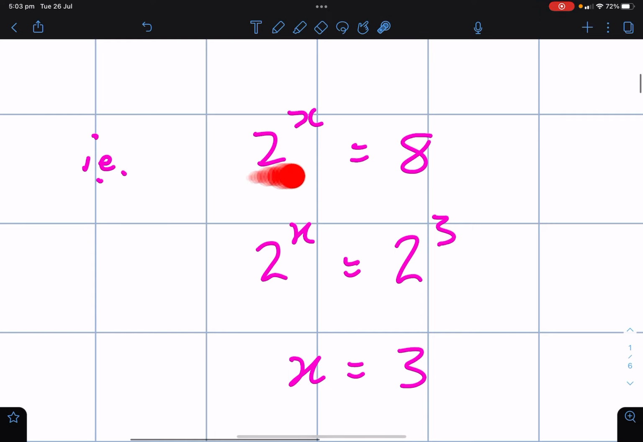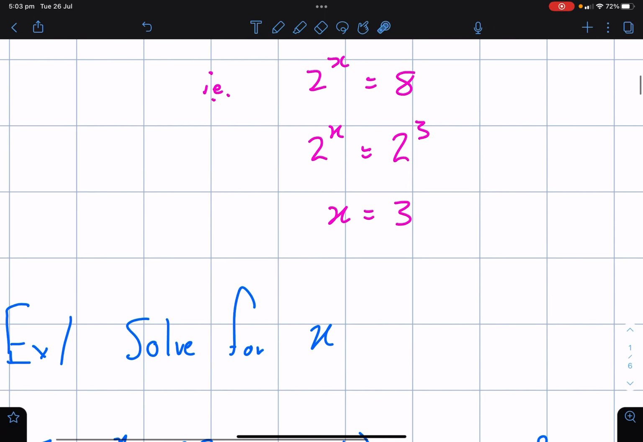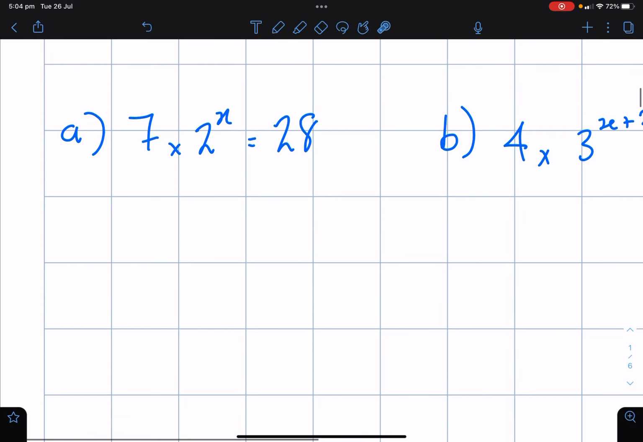So 2 to the power of x equals 8. 8 we know is 2 to the power of 3. So we've got 2 to the power of x equals 2 to the power of 3. The only way this equation can be true is if the exponents are equal. So x must equal 3. All right, we're going to run through a couple of examples together.